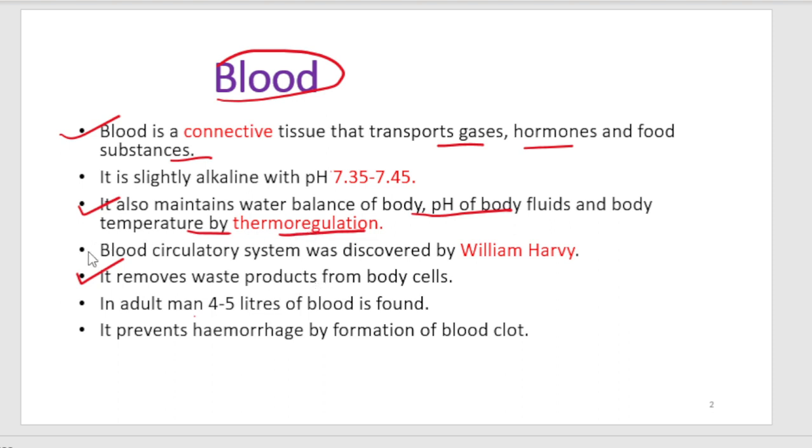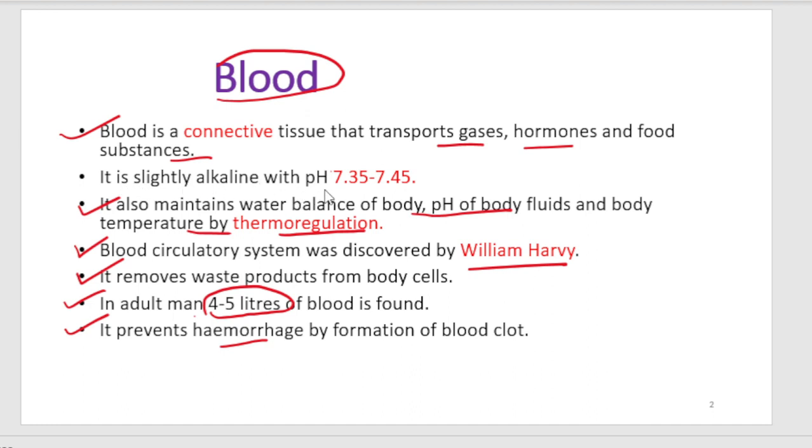The blood circulation process was first discovered by William Harvey. He is also called the father of the blood circulation system. In an adult, there is generally 4 to 5 liters of blood found. Blood also prevents hemorrhage. How? In case of injury in the brain, if there is no blood clot, there is a loss of a lot of blood, which will lead to brain hemorrhage and ultimately the death of the patient.